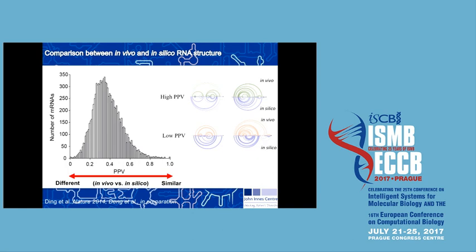A high PPV means high similarity, so in silico and in vivo quite agree. Low PPV means actually quite different.